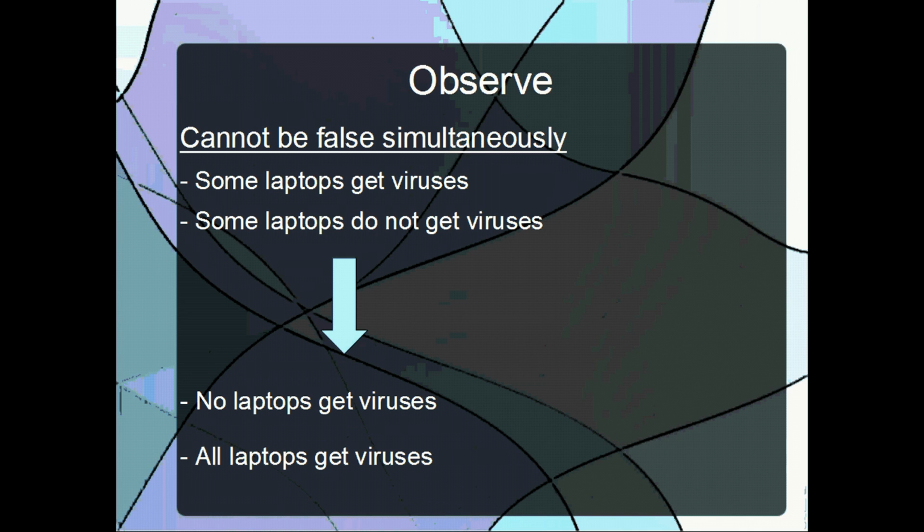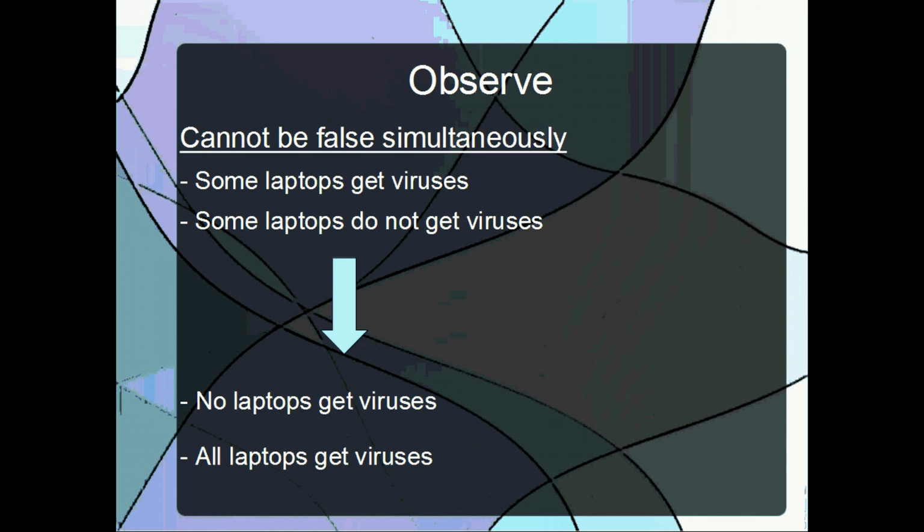Now, these kinds of propositions, some laptops get viruses and some laptops do not get viruses. Those cannot be false at the same time. It cannot be false that at least one laptop gets viruses. That would mean no laptops get viruses. And it cannot also be false that at least one laptop does not get viruses.